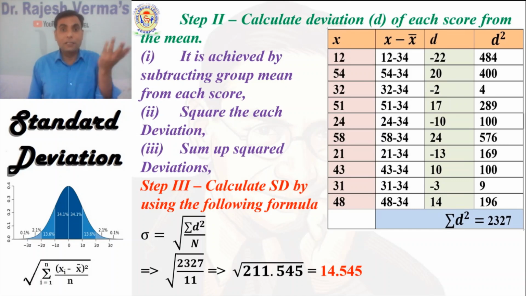So my SD is a little bit high. It is 14.545. It indicates that there is a large variation in my scores. You can very well see that my lowest score is 12 and the highest score is 58. So this is a large spread in my scores data set. So this is a simple way to calculate the standard deviation as far as ungrouped data is concerned.